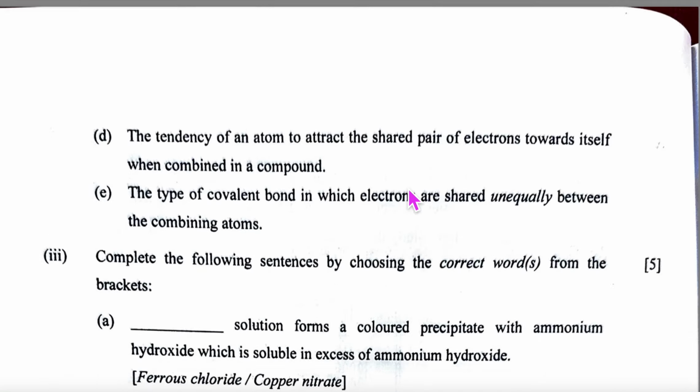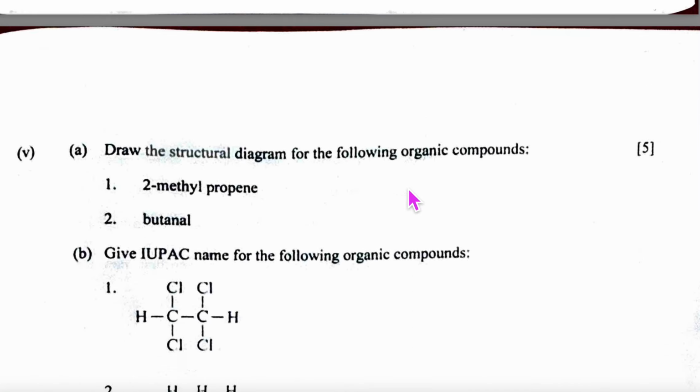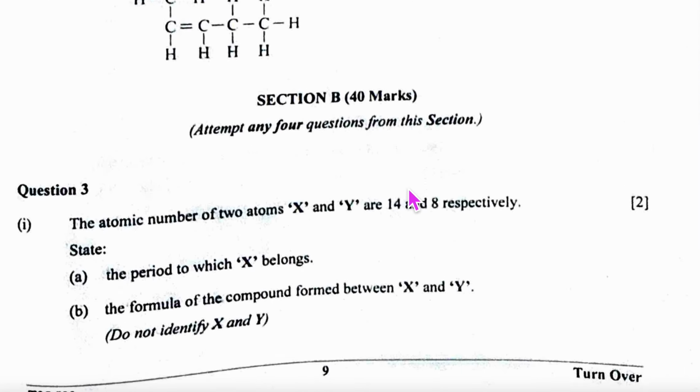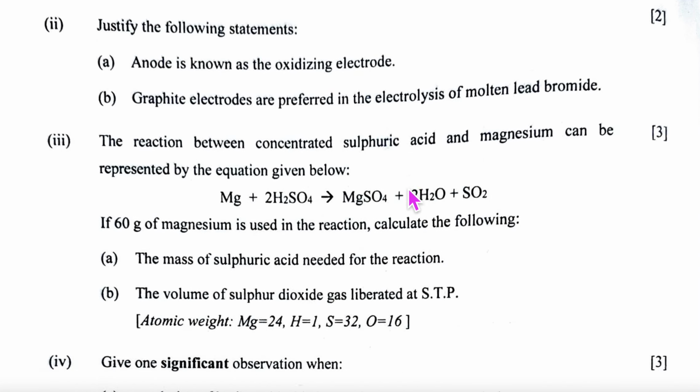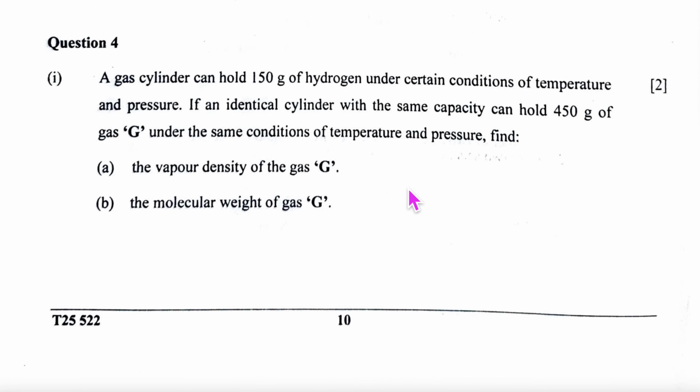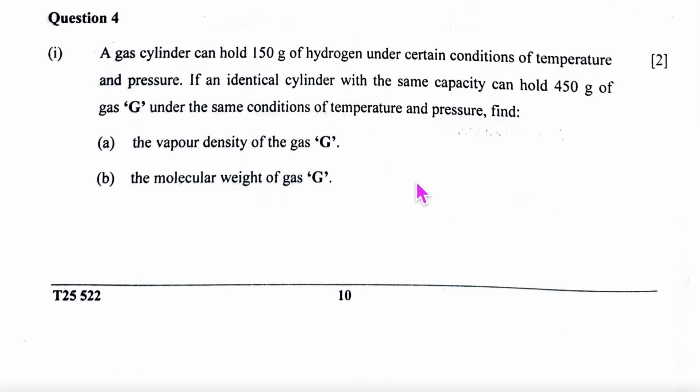Now let us come to question number 4 and 5. From section B, I have solved question 3. Now we come to question number 4, first part. It's a 10-mark question. Remember, from section B, we have to solve any 4 questions from the questions that are given in section B.